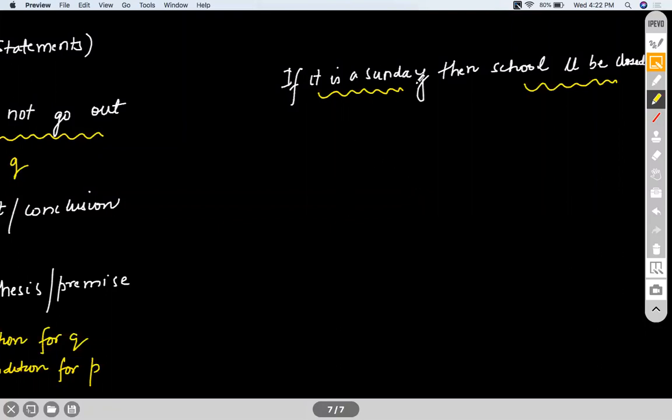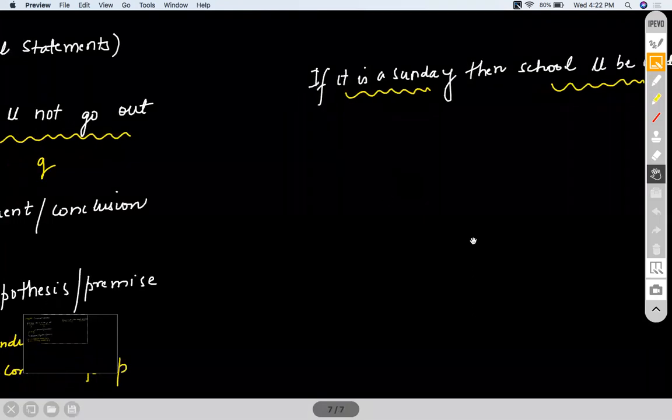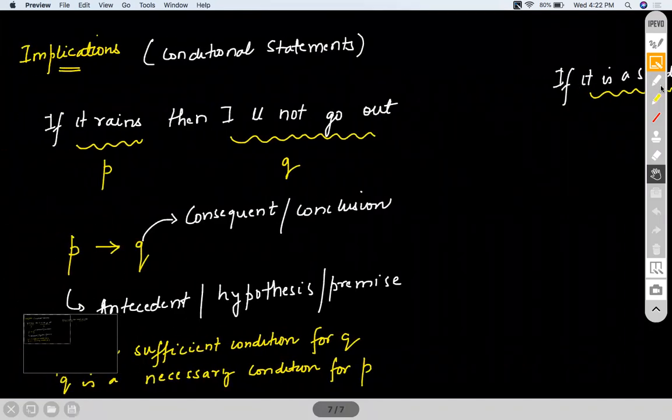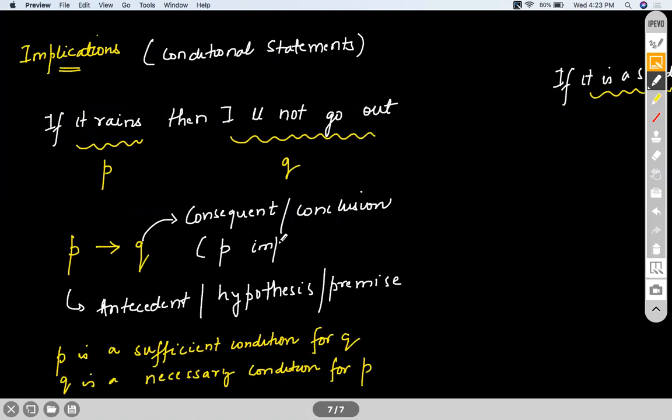We can also read it as P implies Q. That's why it is called implication also. So you can also read this as P implies Q.